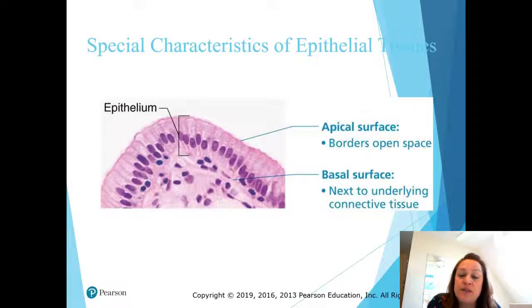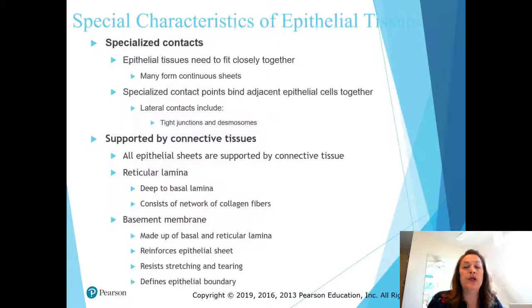This is a picture of some simple squamous epithelia. You'll notice those tall rectangular cells with the purple nuclei all in a row. This is the apical surface that borders the open space, and the basal surface that's connected onto that sort of wavy looking connective tissue. What else is characteristic of epithelial tissue?